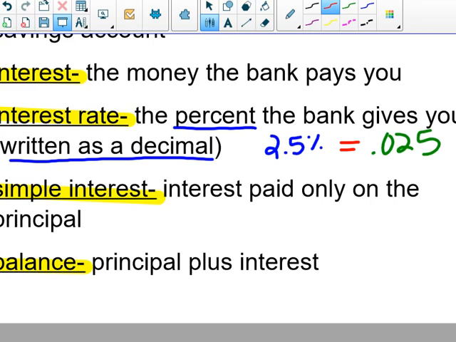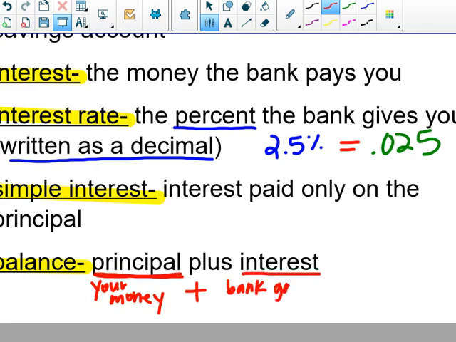And then one word I've noticed is missing from the notes is the word balance. Go ahead and just put it on the side. If you look down below too, you'll see there's a column for balance. That's where you take the principal, your money, and add the interest, or what the bank gave you. Is your balance. Do you need to pause again to make sure you have this all written down?